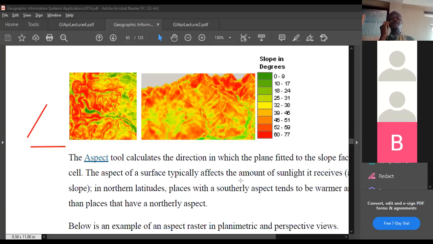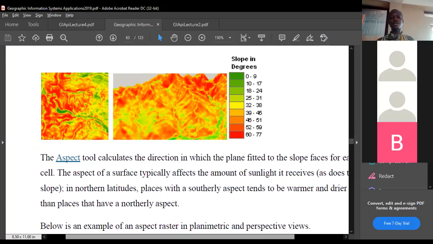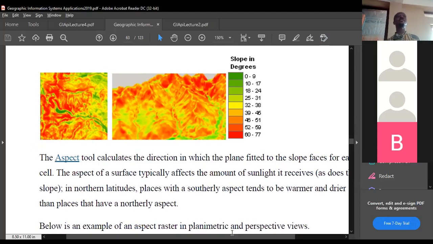So an aspect surface will now give you the direction of the plane fitted to the slope face. Okay, so aspect surface is interesting. With an aspect surface, you find the slope, and then you say, where is it facing? Is it facing north, south, west, or east? Are you all right? So the aspect of a surface typically affects the amount of sunlight it receives. All right, so if your slope is pointing towards the east, every time you wake up in the morning, you'll be seeing the sun.